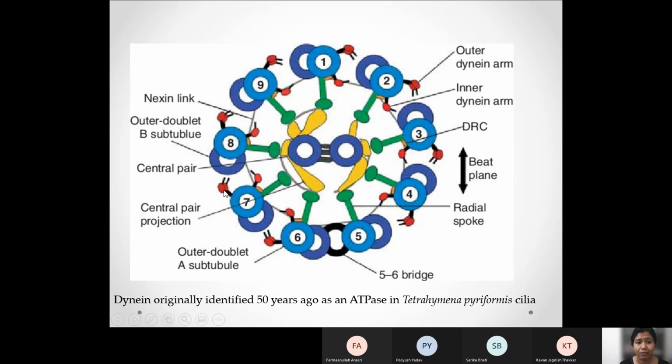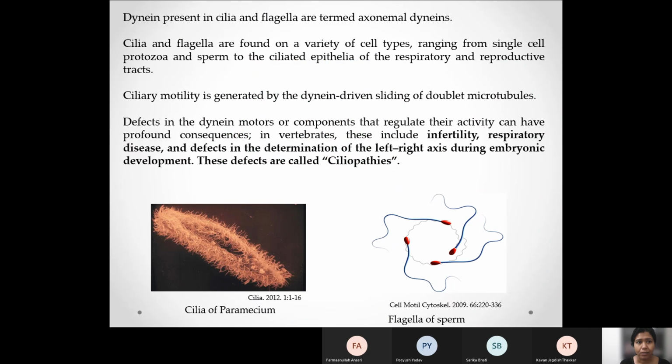So these are the outer and the inner dynein arms that are known to make contacts with the next microtubule doublet. Okay, so then the question is, where is dynein present? We have seen the first paper where dynein was extracted or identified in cilia. So where is dynein present? Dynein is present, of course, in cilia, in flagella, and in all of their motility.